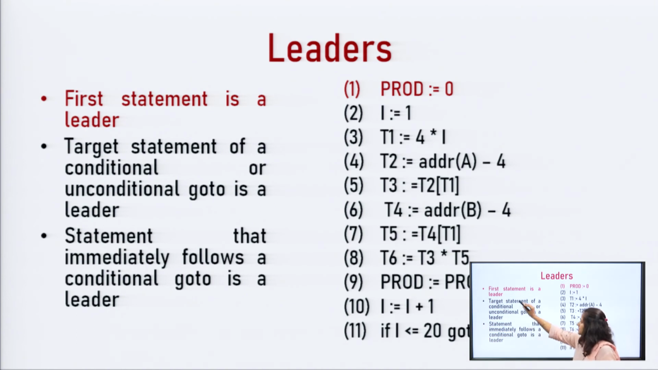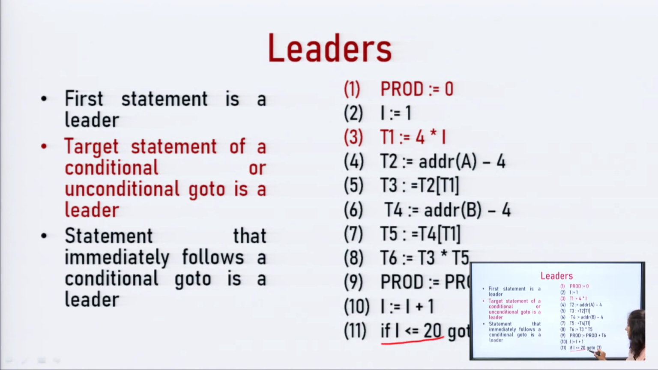The first statement is a leader. So, we will write the 3 address code, and the first statement of the code will be the leader. So, statement 1 will be treated as a leader. Second, the target statement of a conditional or unconditional go to is a leader. Now, we will look here and find whether there is any conditional statement.